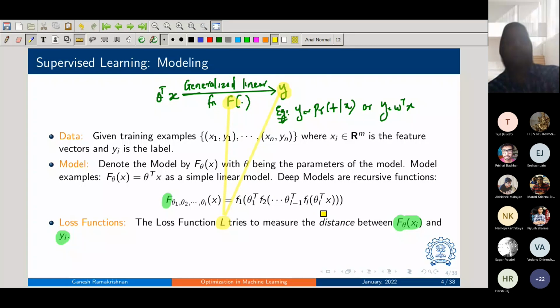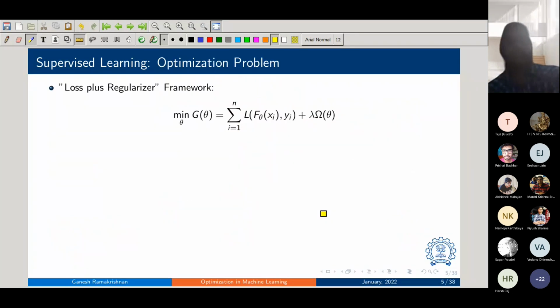Okay. So with this, here's the general loss plus regularizer framework, which is something that will cover the entirety of most of neural networks and their variants, most of traditional classification models. It's this loss plus regularizer framework where the loss is the first component and the regularizer is the second component. So I would like to hear from all of you, what is this regularizer doing here?